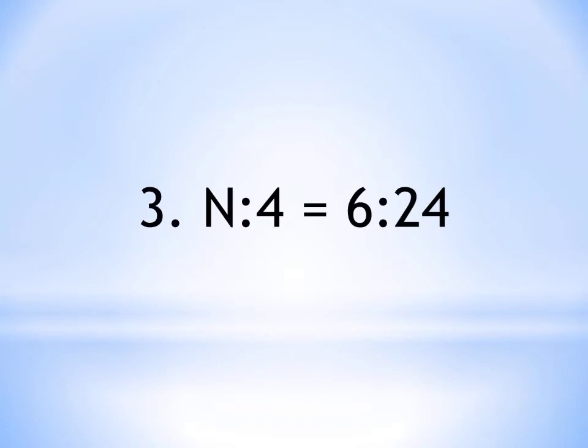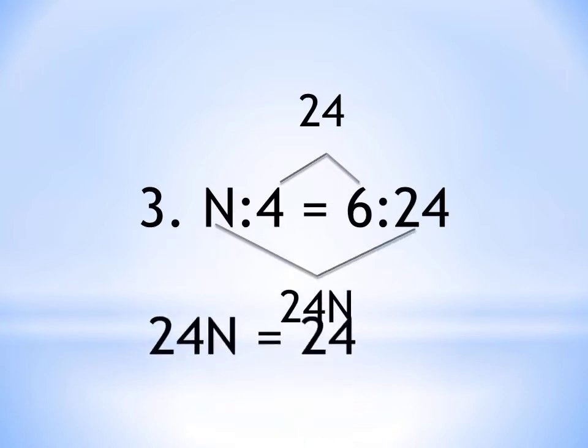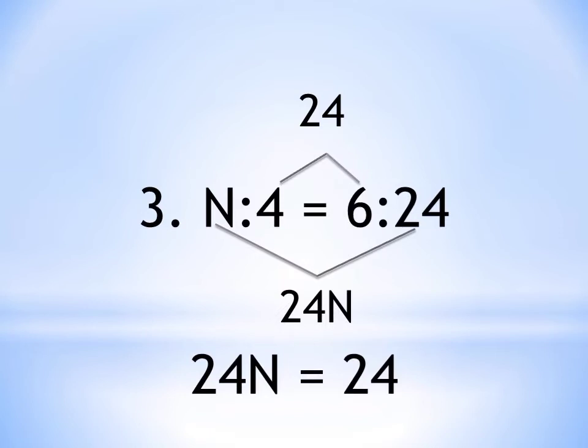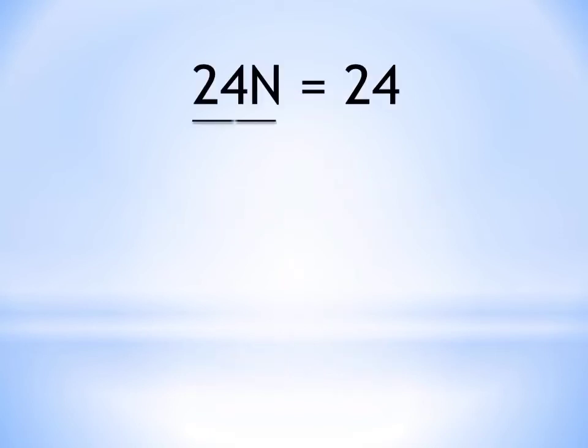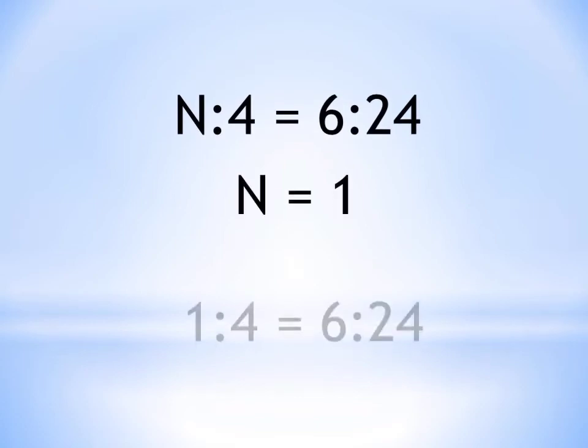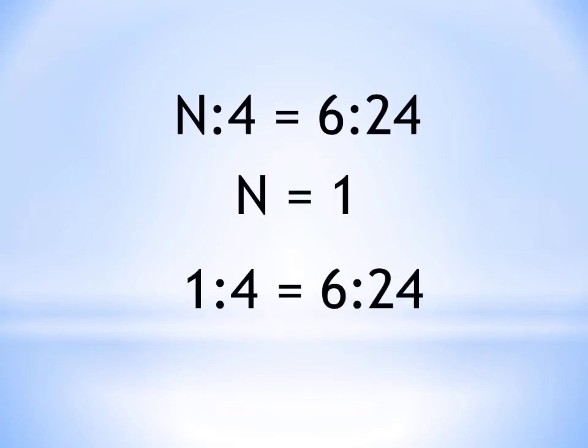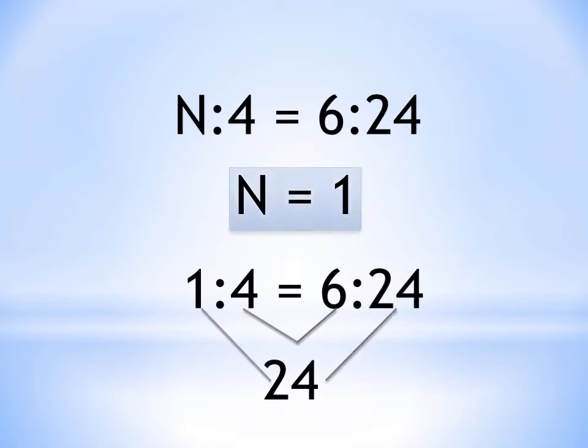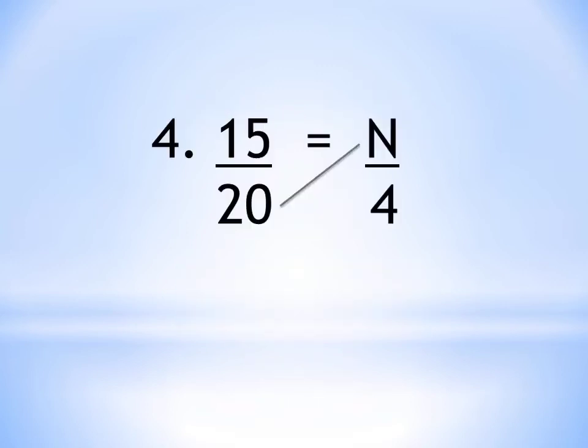For number 3, get the product of the means, 24, and the product of the extremes, 24n. Equate the two products. 24n equals 24, then divide both terms by 24. And we will have n equals 1. So from the given again, we have the direct proportion, 1 is to 4 equals 6 is to 24. Check our answer. Therefore, it is correct.